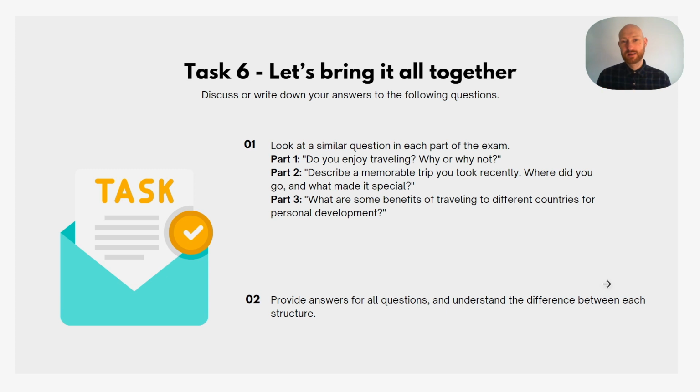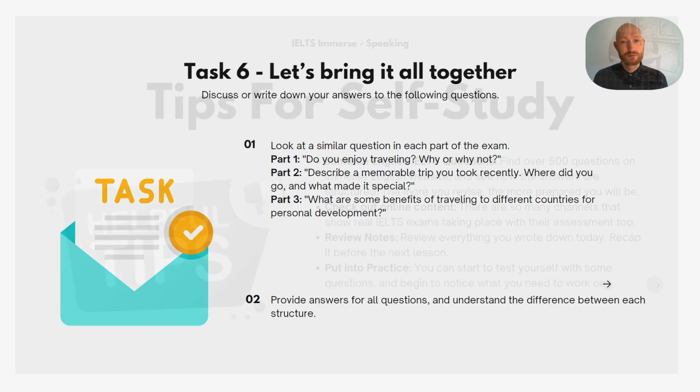Welcome back. How did you answer those 3 questions? How did you structure them? And can you identify the difference between all 3? Well done on doing the structuring throughout this lesson. I hope you have found this lesson very valuable and useful for you.